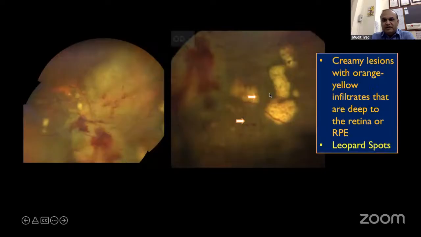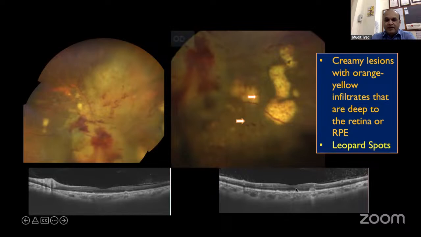You may see these dirty yellow lesions with pigmentary changes. The moment you see them, think of lymphoma as one of your differentials, and that is what you should be looking at. You do an FFA, you may see that leopard spot sort of appearance over here. And when you do an OCT, you see this sub-RPE infiltration.